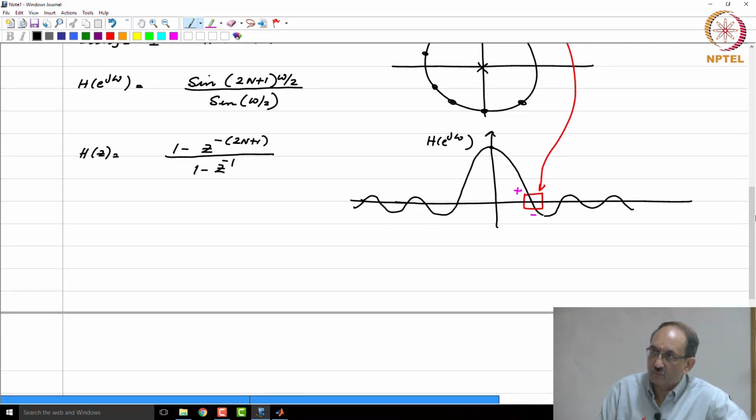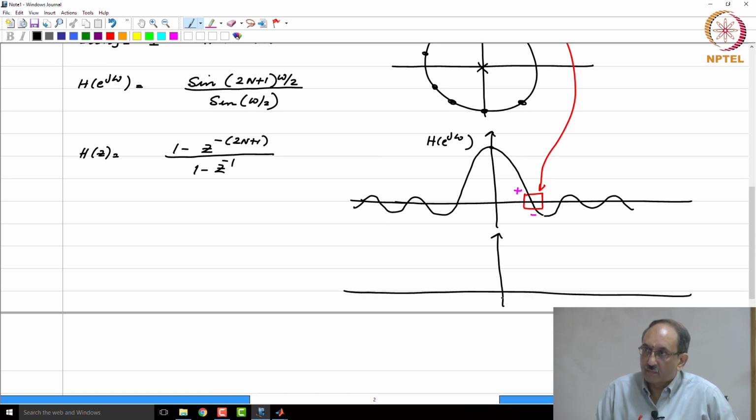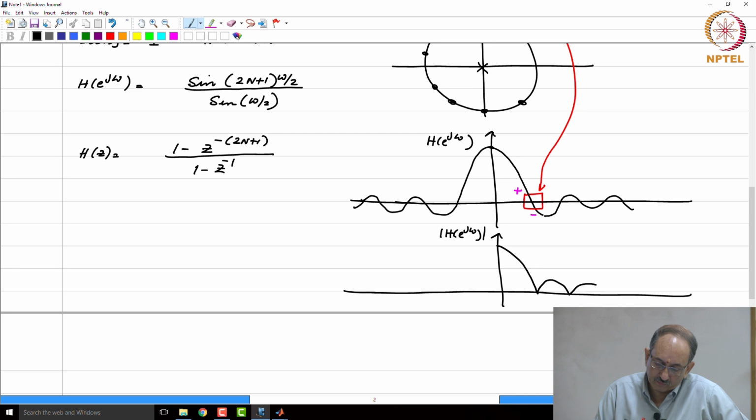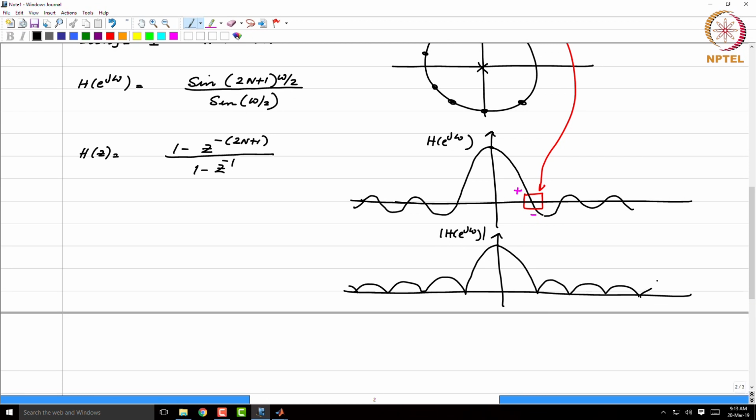The same frequency response can also be plotted in a slightly different manner. In this case, because this was real valued, you can plot it like this, but you can also plot it in the usual sense. What we have been used to is plotting magnitude response and phase response. Therefore, if you now plot this particular frequency response, that is magnitude for this particular case, then the response will look like this. So, this is magnitude.